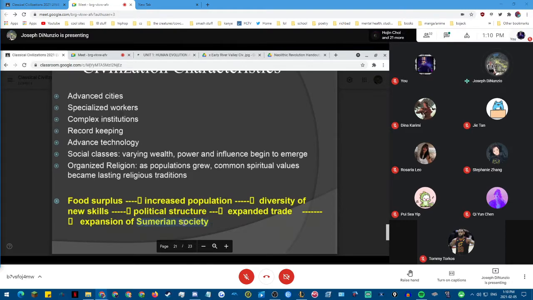So we always start with Sumerian society in ancient Mesopotamia. This is where the wheel was created. But in order to get to our first civilizations, this is the path. One leads to the other.